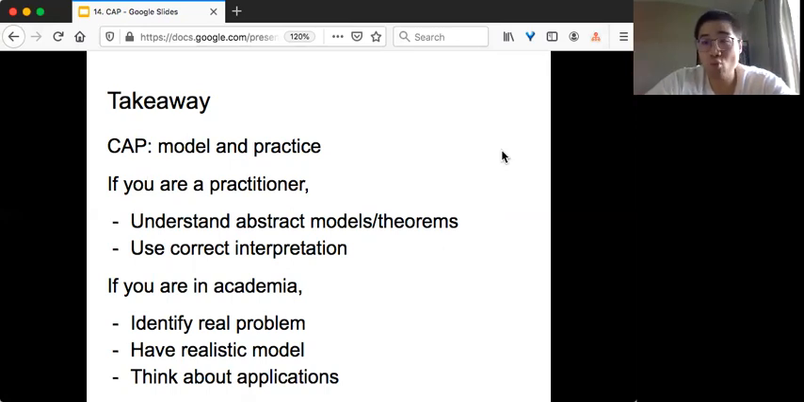If you are in academia, you want to do some practical research first and identify real problems. I think the CAP theorem actually has a very good contribution because it tried to give a foundational result for practical systems. But once you have a clean model and clean proof, it's also good to think about what a more realistic model is and how your model matches the empirical experience. And finally, think about application. Once we have a very cool theorem, sometimes we want to communicate a bit better so that practitioners in industry know how to really apply this result.